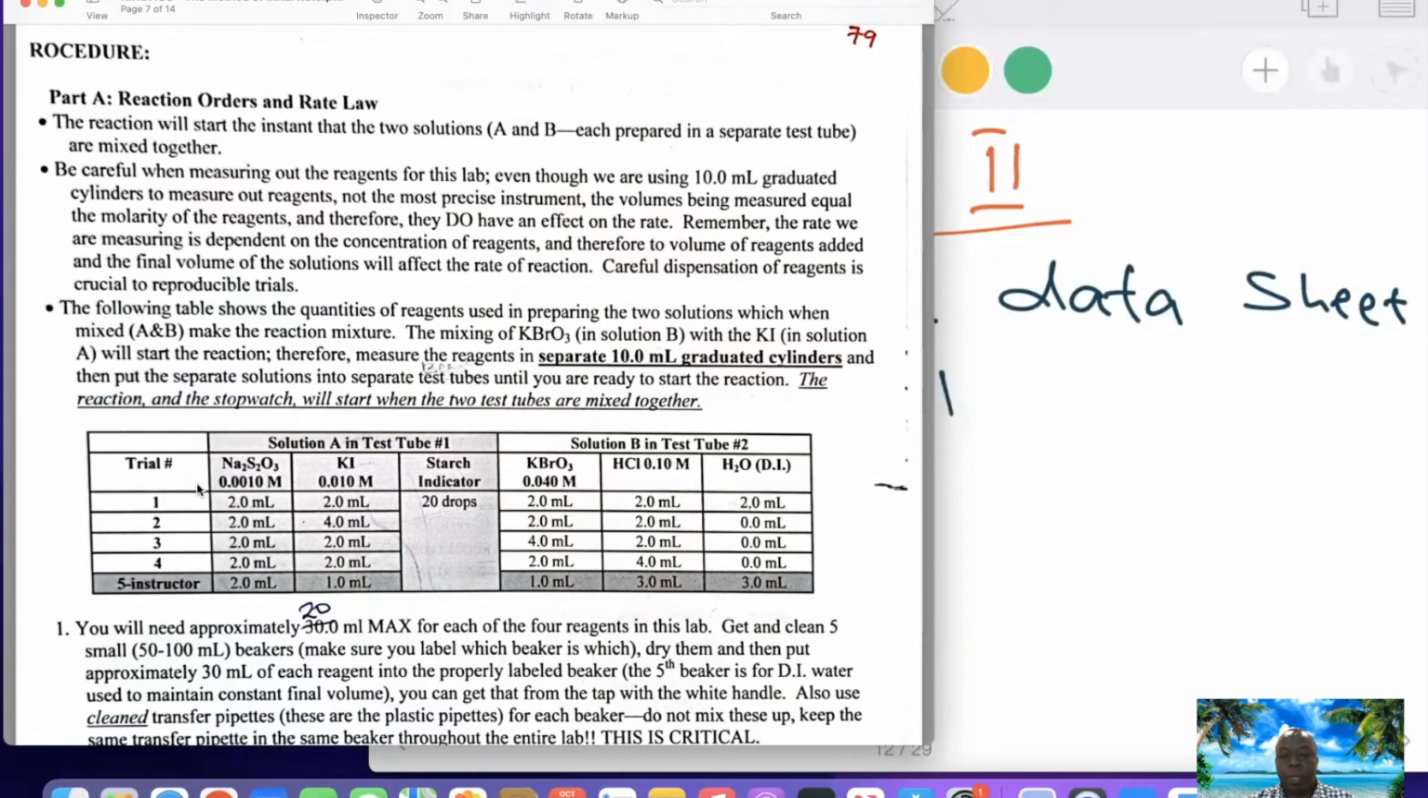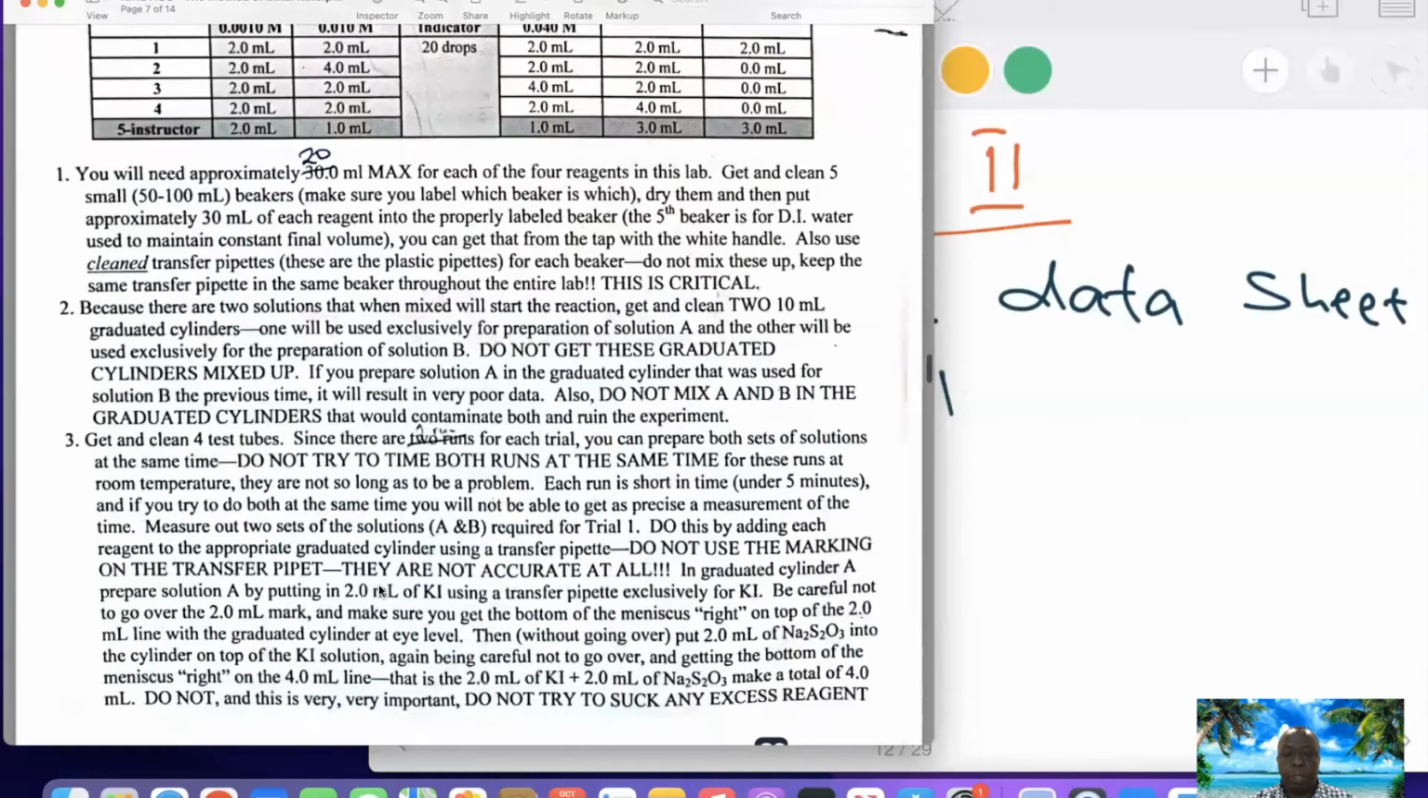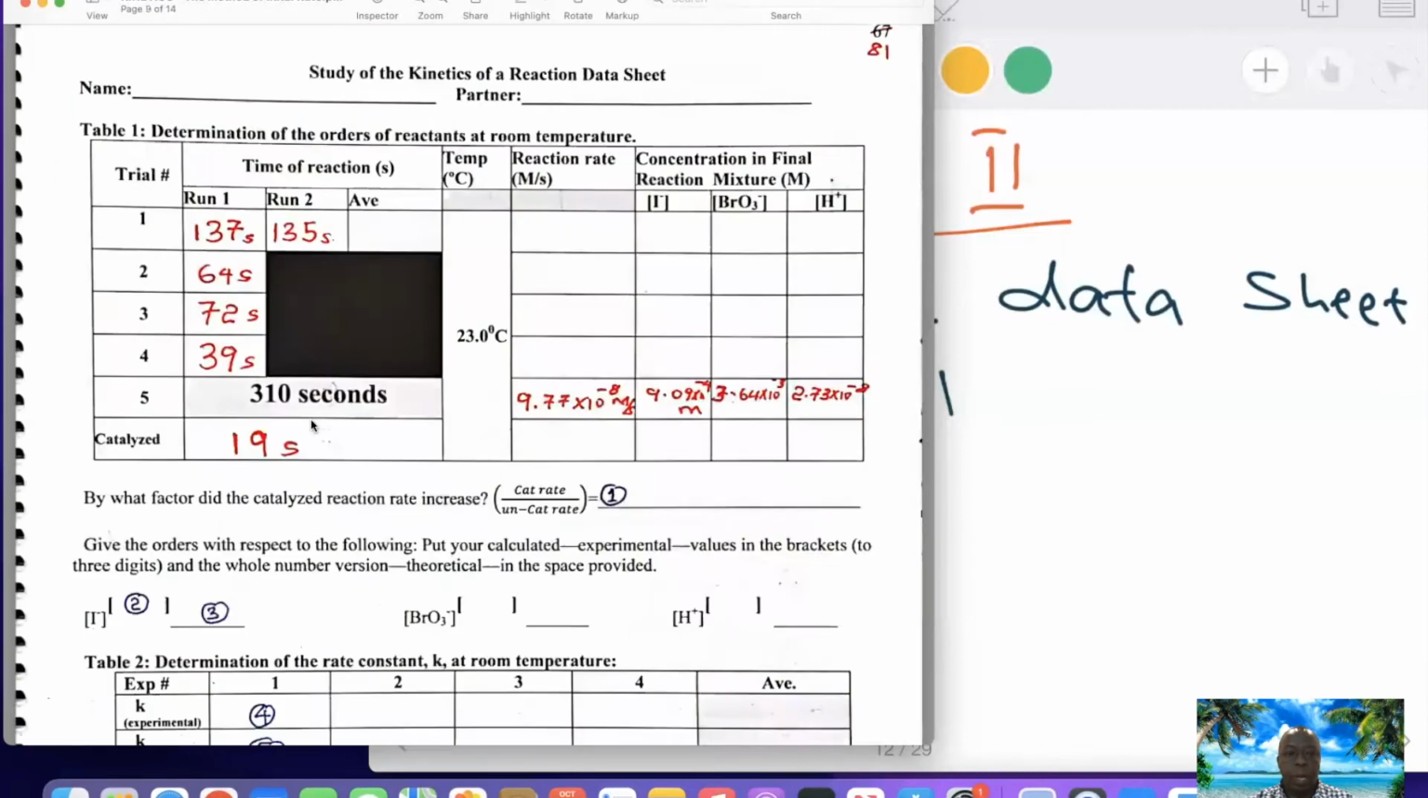In this experiment, you are supposed to prepare a solution and run 4 experiments: trial 1, trial 2, trial 3, and trial 4. Trial 5 you see here is for the instructor, which I will use to show you how to complete the table on page 81. This is the instructor. I'll show you how these numbers were obtained.